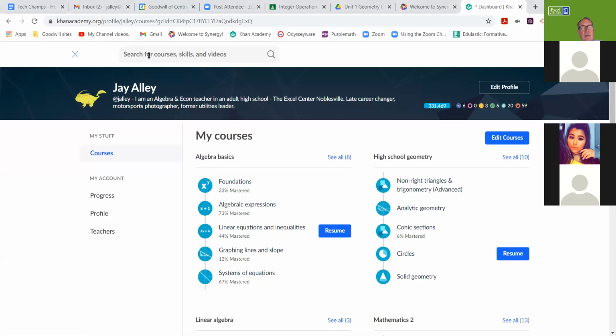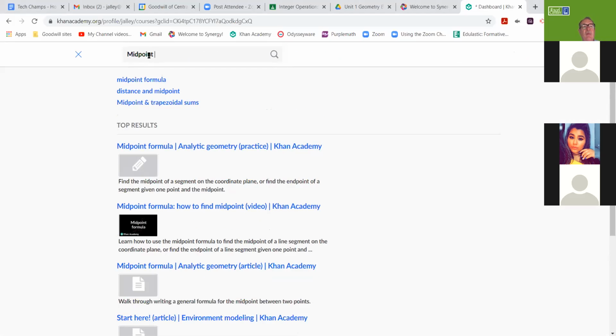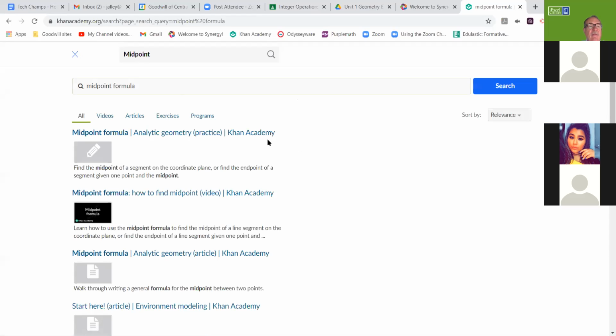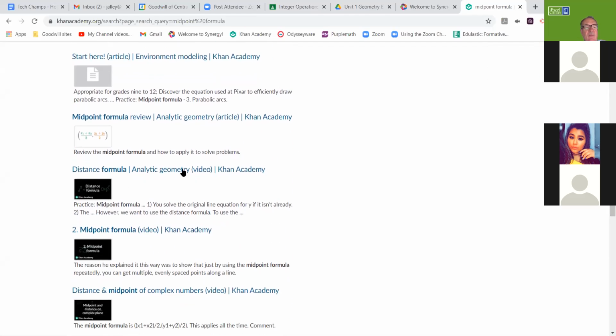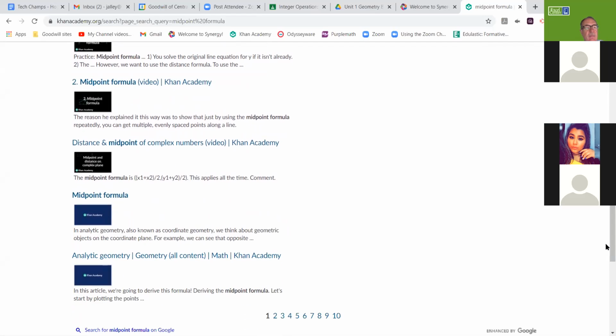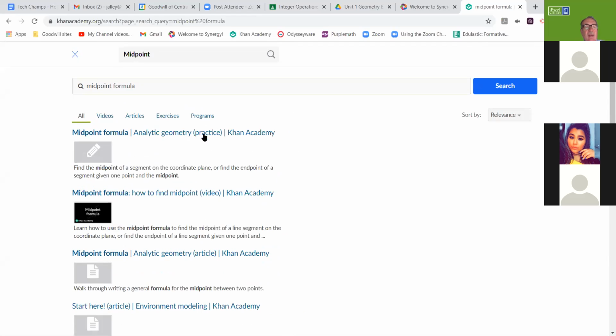And if I need help with something, if only I could type today, midpoint formula. Look, I didn't even finish it, and it comes up: midpoint formula, distance and midpoint. And right there, there's some practice. Here's a video, how to find the midpoint. Distance formula, midpoint formula, distance and midpoint, midpoint formula itself.